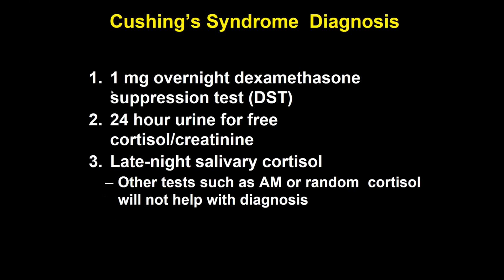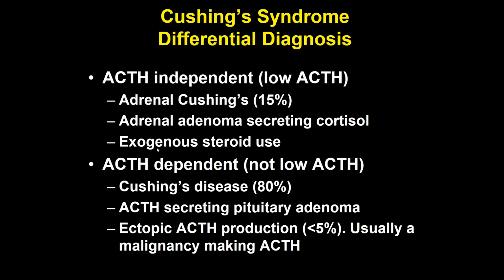And as I said, the 1 milligram overnight dexamethasone suppression test is a really good starting test. We want to see that suppressed to less than 1.8 micrograms per deciliter on the overnight test. The other tests we do include the 24-hour urine and the late night salivary cortisol, because we know that cortisol in the evening really tends to be at an extremely low level. By giving the patient a saliva swab to take home, the way they can check their late night salivary cortisol allows us to look for loss of diurnal rhythm that we can see in Cushing's as well.